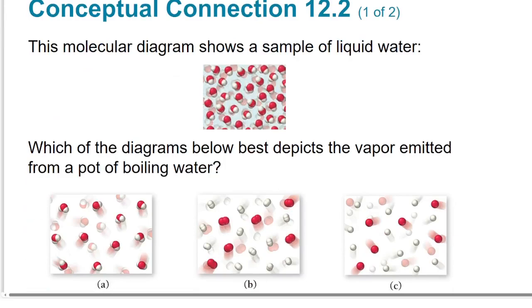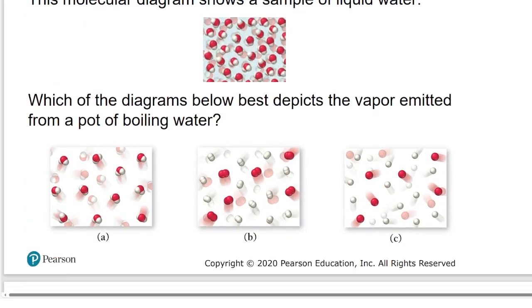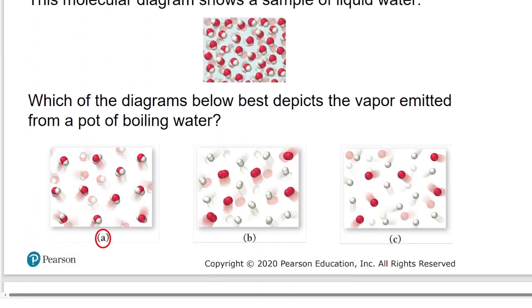Here we have a diagram of liquid water. Which of the diagrams below best depicts the vapor emitted from a pot of boiling water? A, B, or C? A depicts boiling water because we see that the molecular bonds in the water have not been broken apart. For B, we have oxygen and hydrogen molecules, and C depicts oxygen and hydrogen atoms.